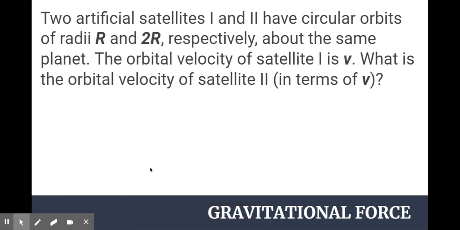All right. Two artificial satellites, satellite 1 and satellite 2, have circular orbits of radii r and 2r, respectively. That means that radius r goes with satellite 1 and radius 2r goes with satellite 2. And they are in circular orbits about the same planet. The orbital velocity of satellite 1 is v. What is the orbital velocity of satellite 2? I want you to tell me in terms of v. It's equal to 1v, 2v, 3v, 4v, half v, quarter v, something like that, okay?